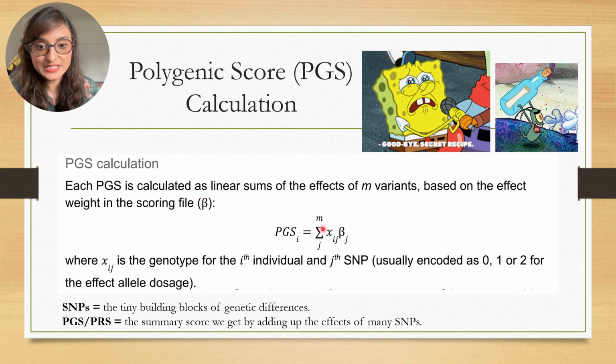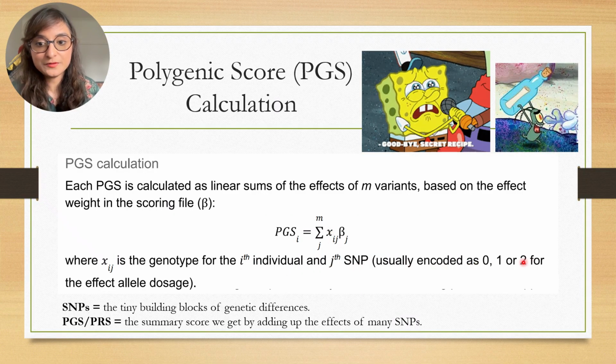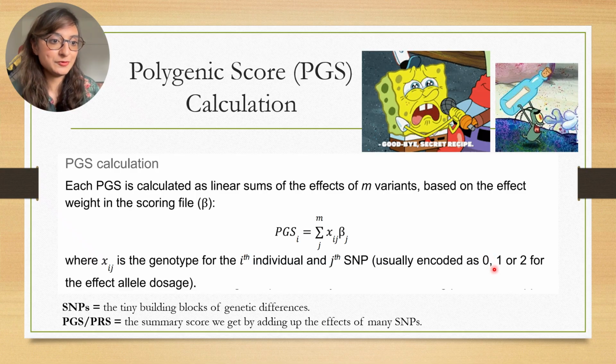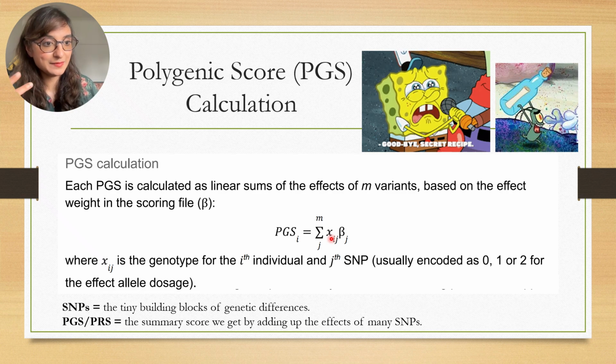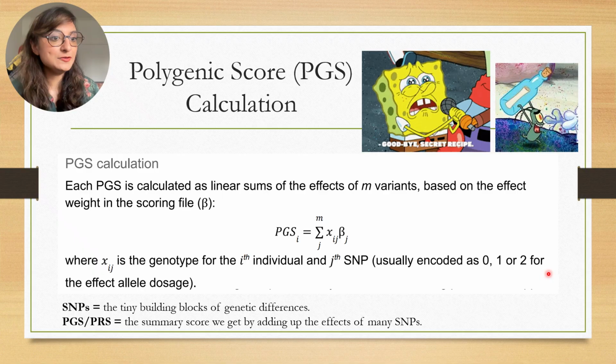With XIJ as the genotype for the ith individual and jth SNP, and this genotype is usually 0, 1, or 2. 0 means that you don't have either of the effect alleles. 1 means that you have one from one parent and one from the other, so one effect and one non-effect allele. And 2 means you have both of the effect alleles, and the effect alleles are the ones that are considered to be contributing to the condition.